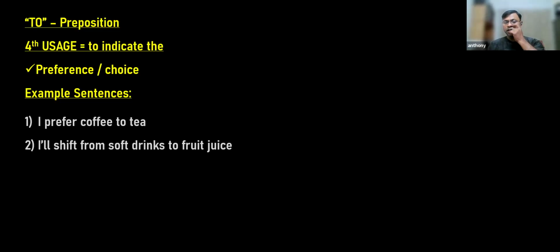See, this sentence we are supposed to put in that ending point, or destination. Now the shift is to the destination here. What is the destination here? Fruit juice. The shift is to fruit juice.